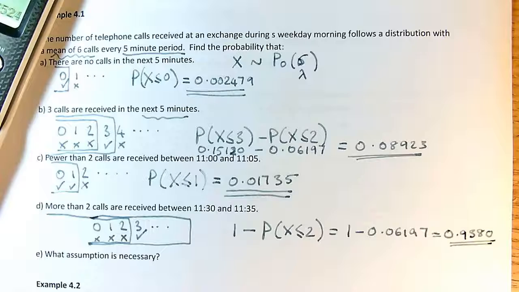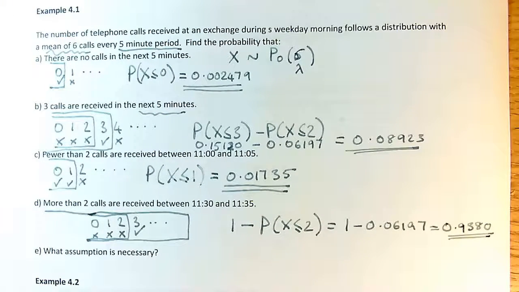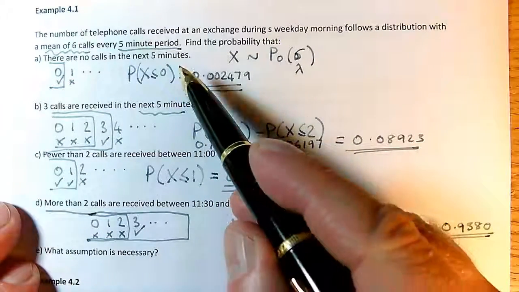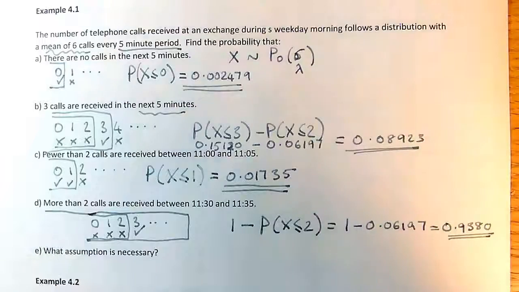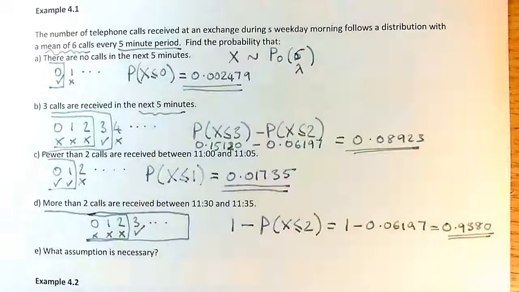All right. And then finally, what assumption is necessary? So I recognize this as being a Poisson situation because I was counting the number of calls in 5 minutes, events in a fixed time or space. But then the assumption level is, does it meet the conditions? So is the average rate of calls constant? Well, it tells me that it's a mean of 6 in every 5-minute period. So the average rate of calls does seem to be constant. But the other assumption is independence.